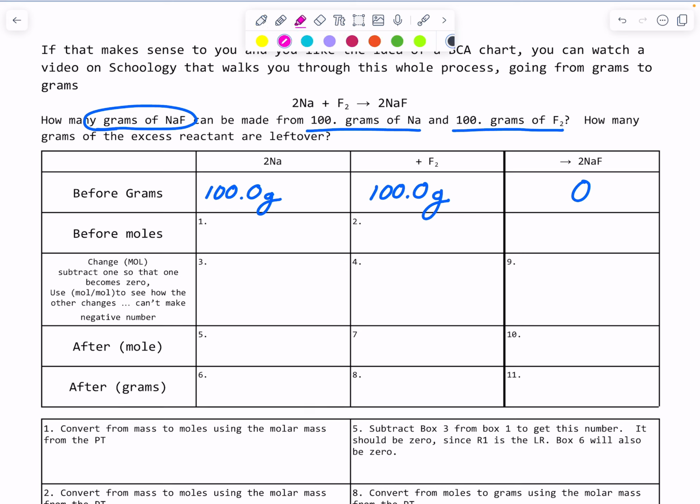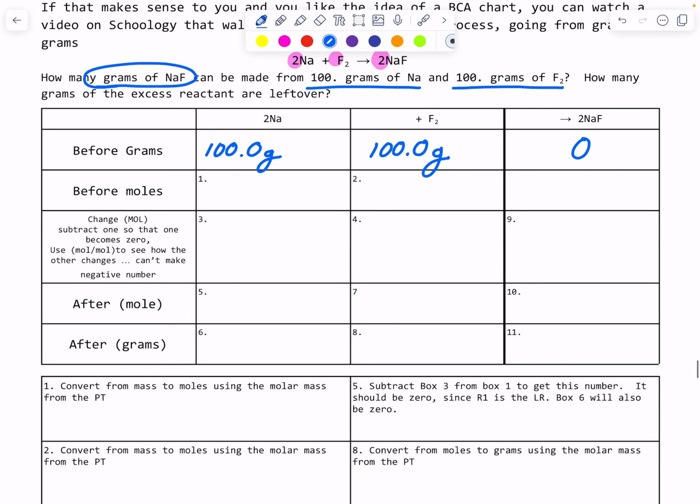Because I know that how these compounds relate to each other is through their coefficients, through the number of moles, I need to convert these two starting amounts over to moles. And so I'm going to show you the work in the boxes down below. Right, so in order to fill in box number 1, I would take 100.0 grams of sodium, and I would just convert that over to moles using the molar mass from the periodic table. The number that I get there is 4.349 moles.